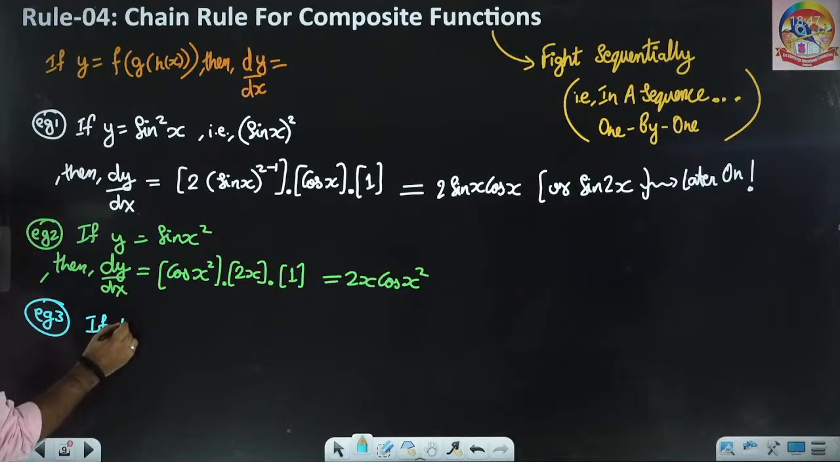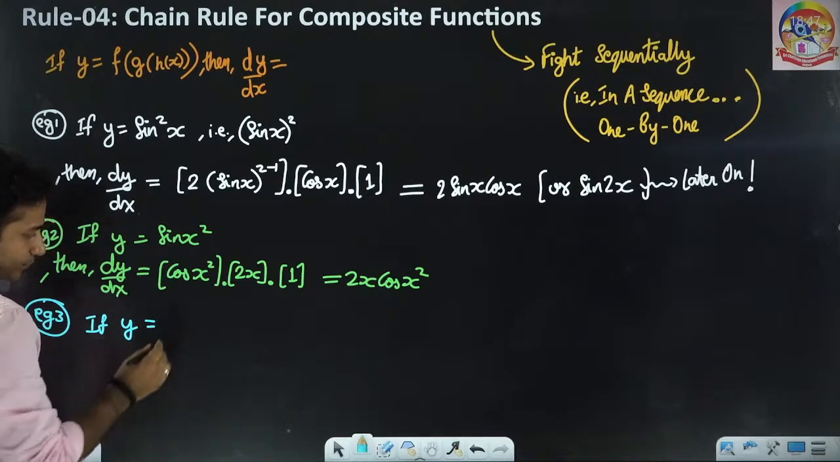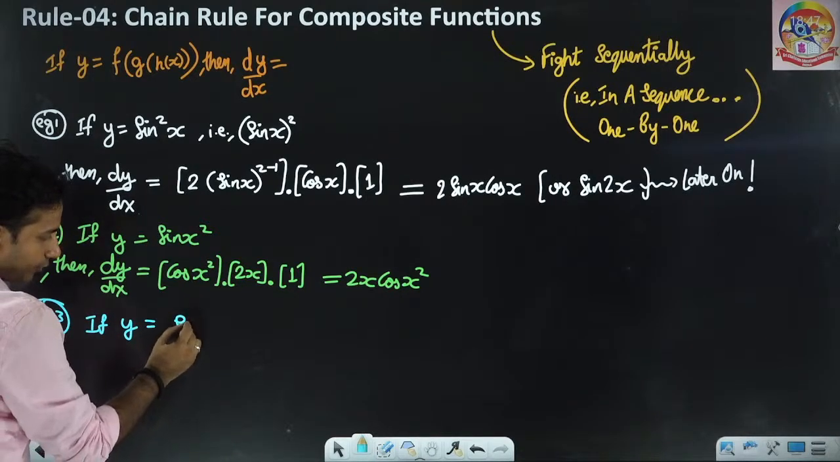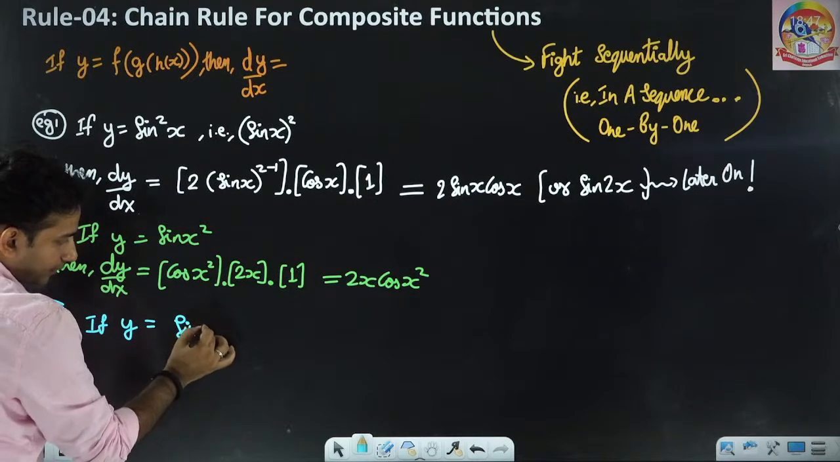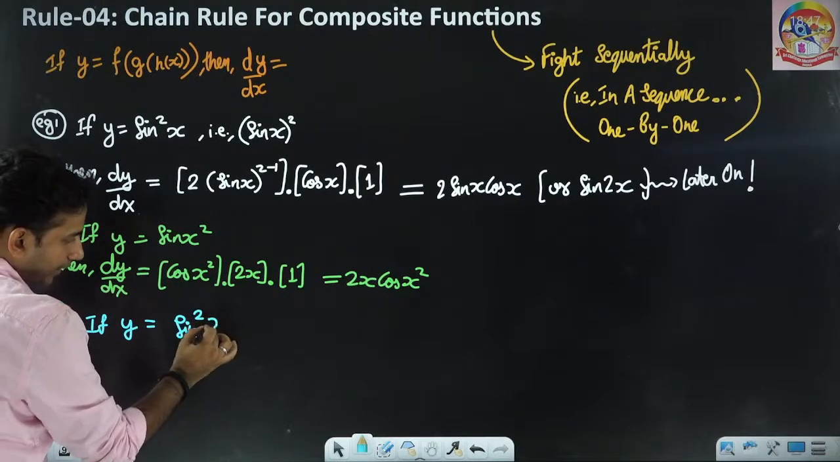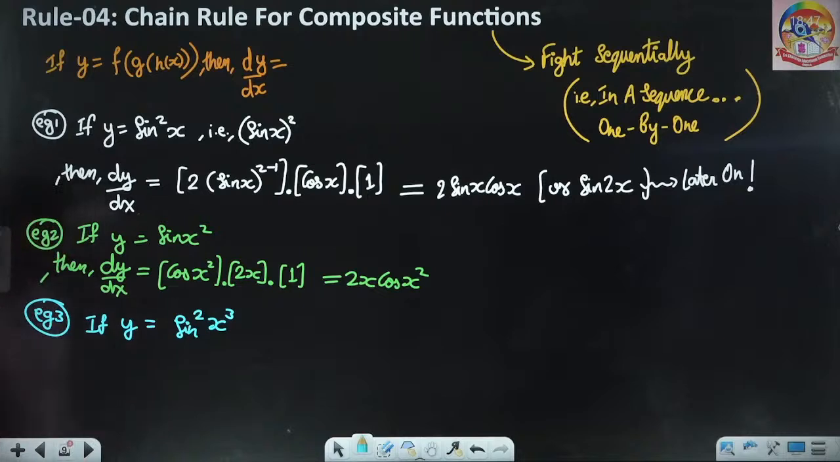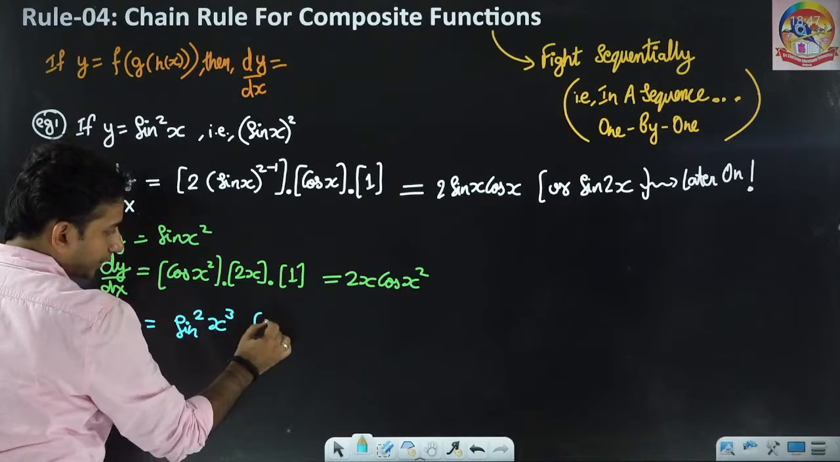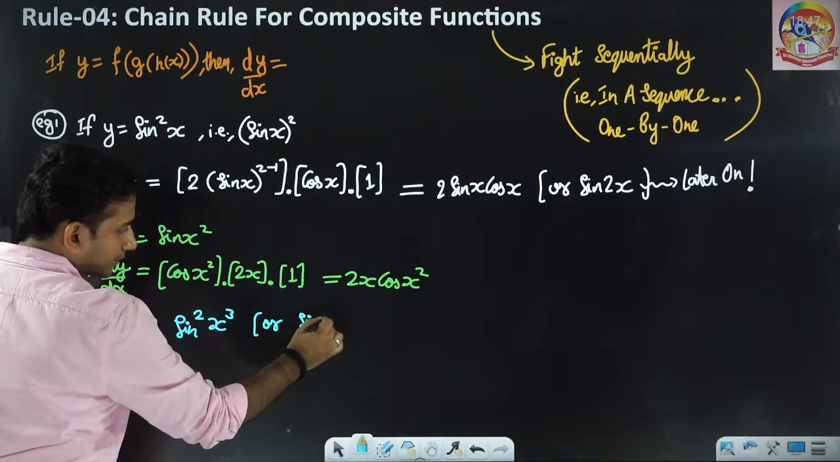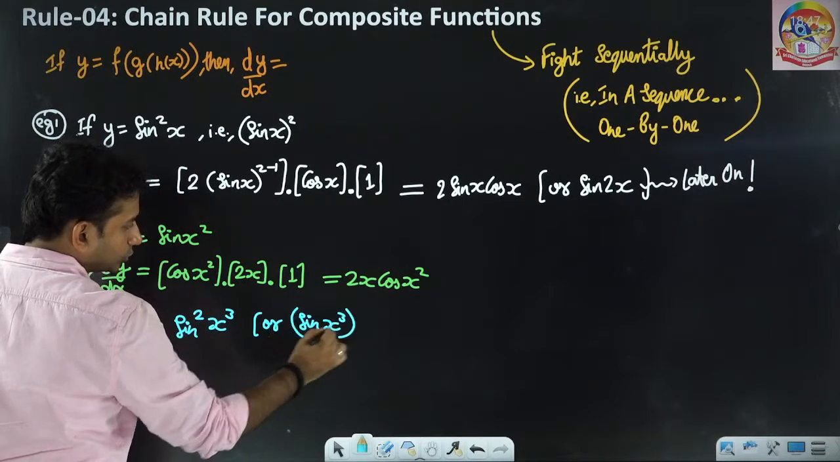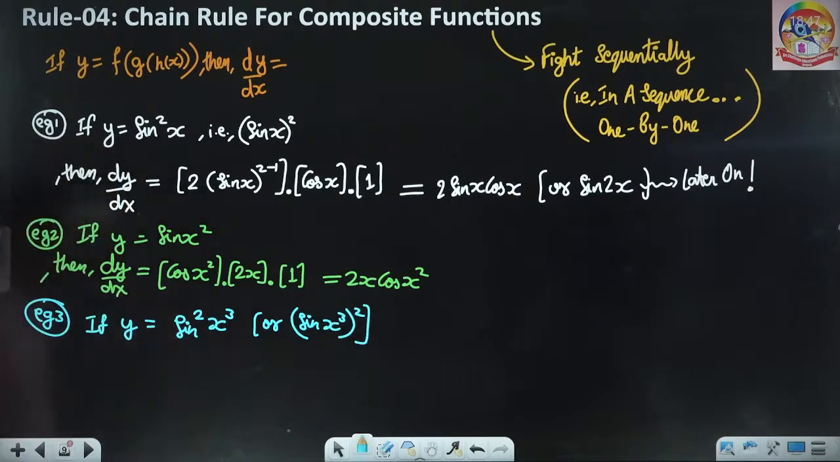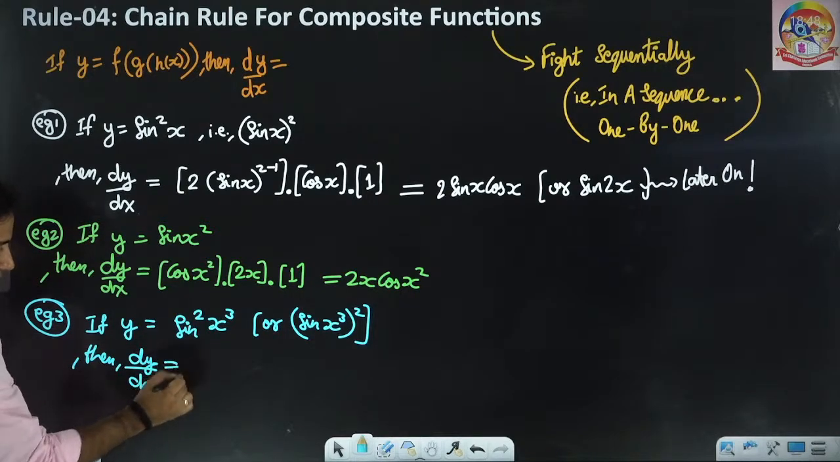Suppose we say y is equal to sine square x cube. Sine square x cube, or can I also write it as sine x cube whole square? Sine x cube whole square. Then you will write dy by dx will be equal to, be very, very careful.